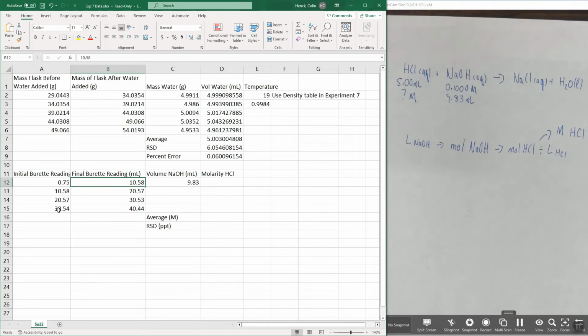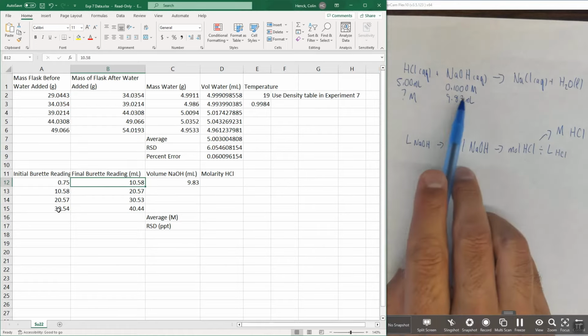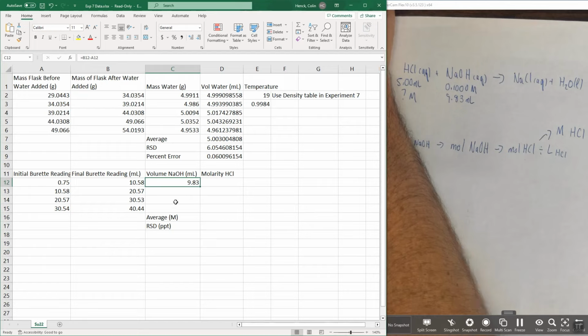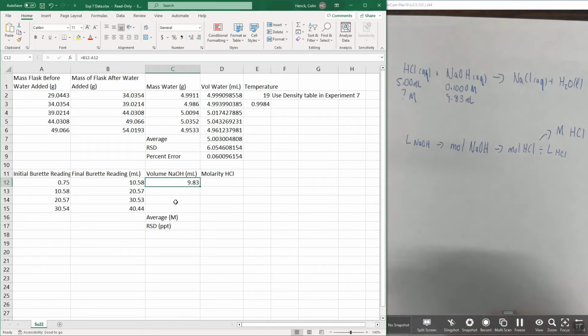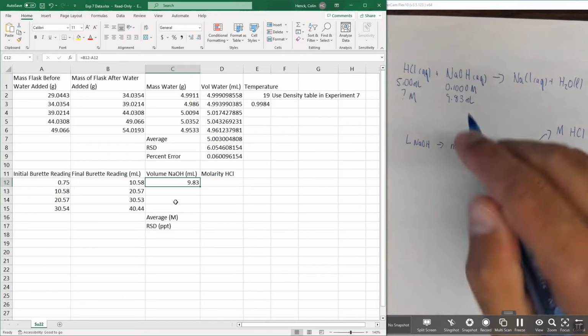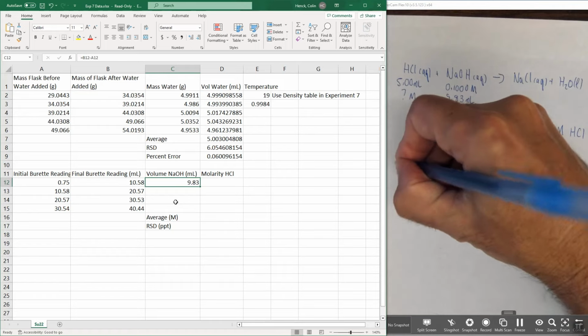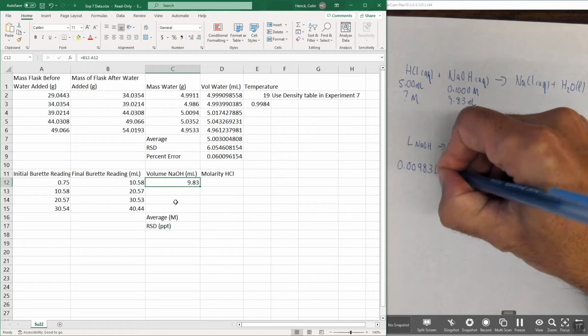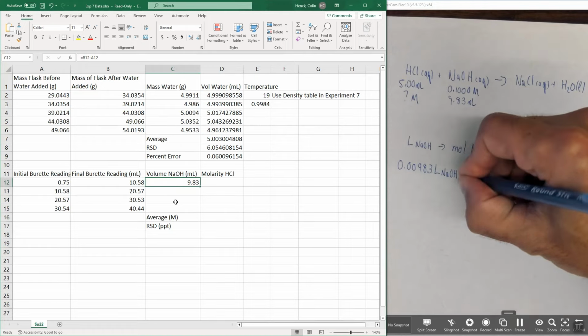So how are we going to do that? Well, in this case, we need to convert the volume in milliliters, this is the 9.83 milliliters that I just found right here, into liters. So we have to divide that by 1,000. So it's going to be 0.00983 liters of NaOH times.